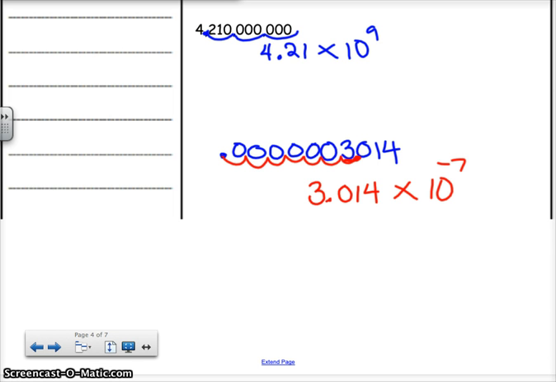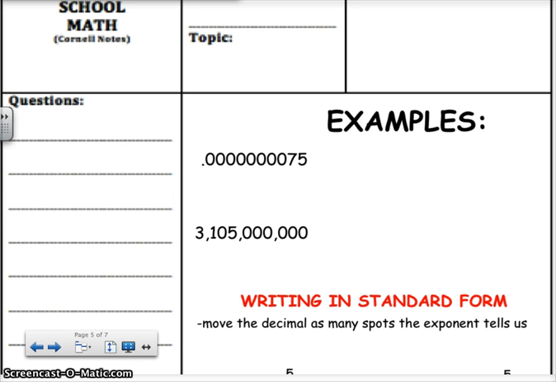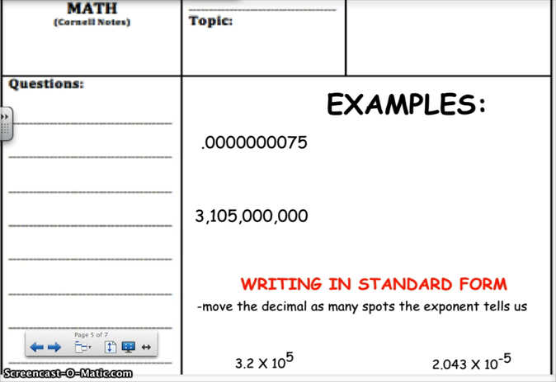Being able to go from standard form and write it into scientific notation. Okay, these are just a couple more examples. Again, to go from standard form, I know it's standard because it's not times 10 to a power. So I just go to my first non-zero digit and put a decimal there. And then I count how many spots to get to the end. So I usually always write times 10, and then I figure out the exponent.